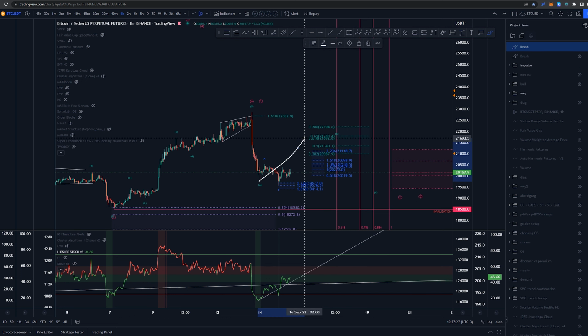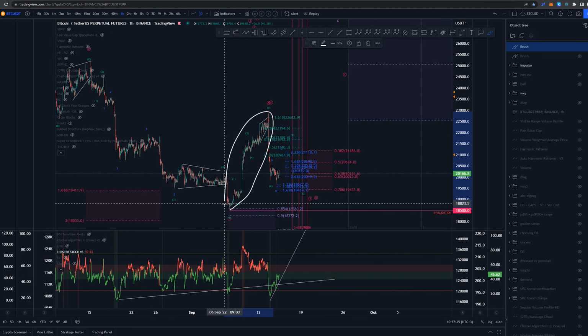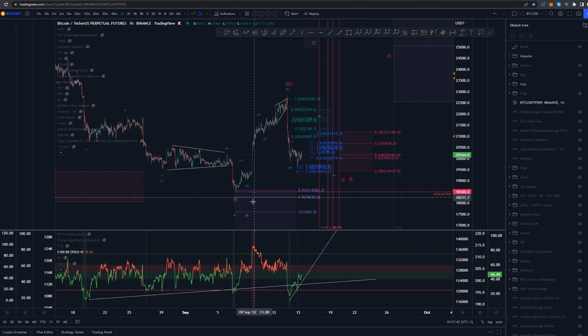The higher this gets, the more likely it is that we are actually going to be holding these lows. I don't have currently a count that would explain this as a three-way structure or anything but a start of something. So invalidating these lows would be very unlikely for me.